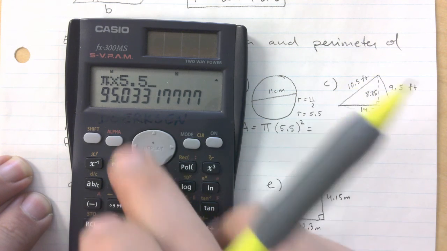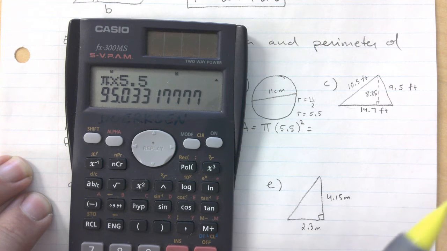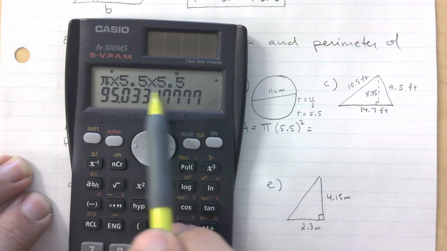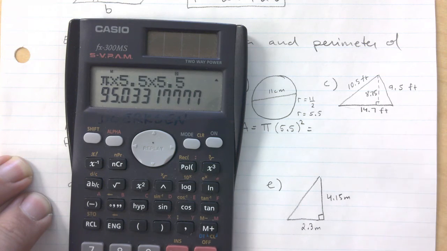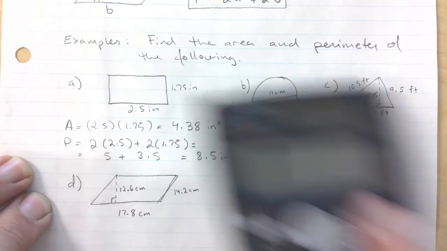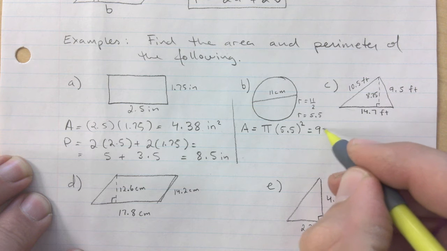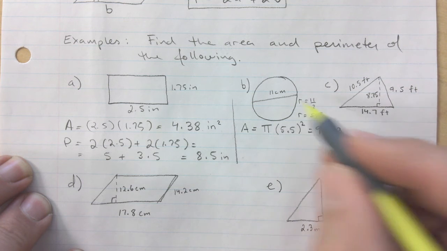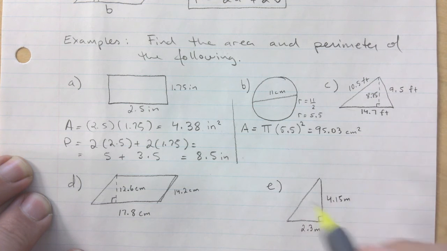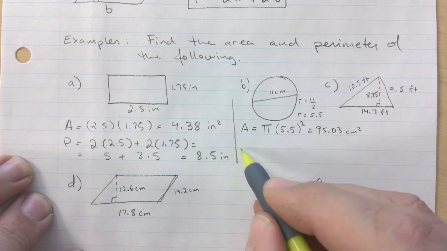Let's say you don't know how to do it, you just go 5.5 times 5.5 because that is what 5.5 squared is. You get 95.03 as well. Okay, 95.03, and we are in centimeters, so it's centimeters squared.